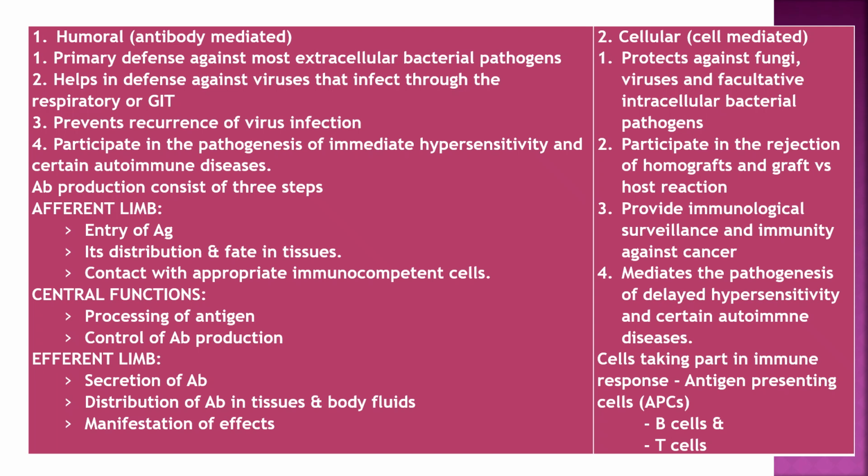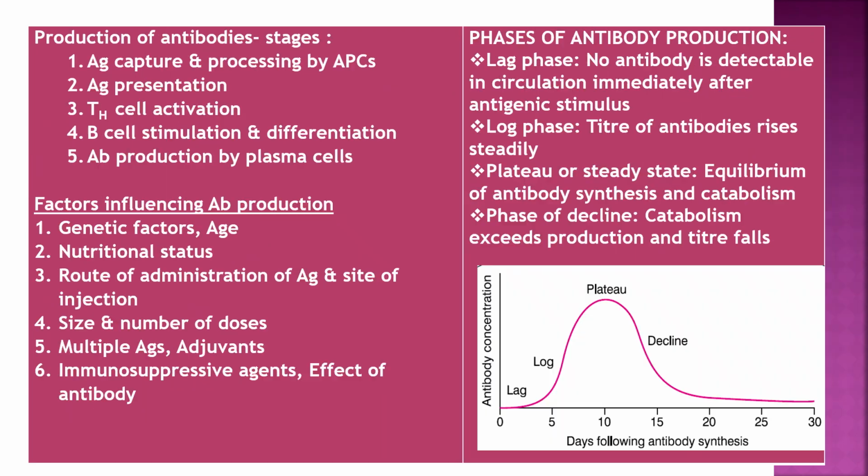Cells taking part in immune response: antigen presenting cells, B cells, and T cells. Production of antibodies stages: first, antigen capture and processing by APC; second, antigen presentation; third, T helper cell activation; fourth, B cell stimulation and differentiation; fifth, antibody production by plasma cells.